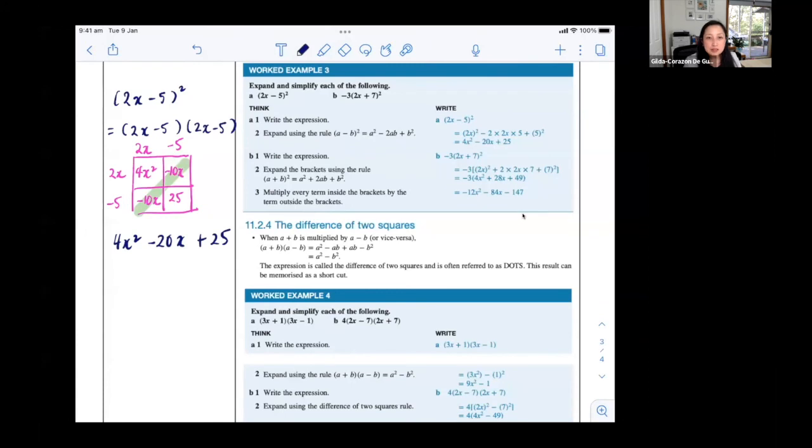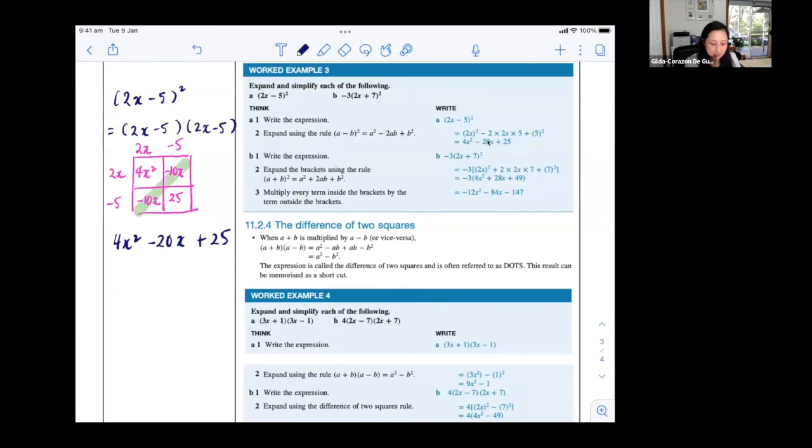Now, what I want you to notice here is that when you square a binomial, you square the first term, that's 4x squared. You square the second term, you get 25. But it's not simply 4x squared plus 25. You have a middle term. How do you get the middle term? If you multiply 2x and negative 5, you get negative 10x, which is what we got here. But how many lots of negative 10x's do we have? We have 2. So then your middle term is negative 20x, okay?